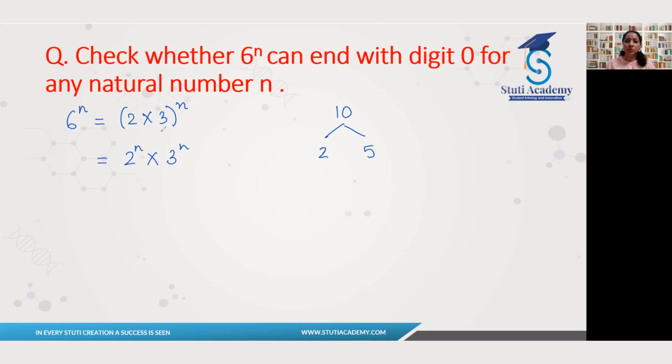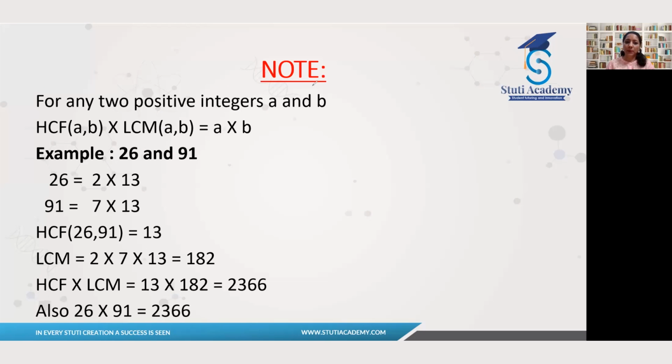Okay, children, let us proceed to the next step now. Please notice, for any two positive integers a and b, HCF of a and b multiplied by LCM of a and b would be the product of a and b. I'm repeating this. HCF of two numbers multiplied by LCM of two numbers would be the product of those two numbers.